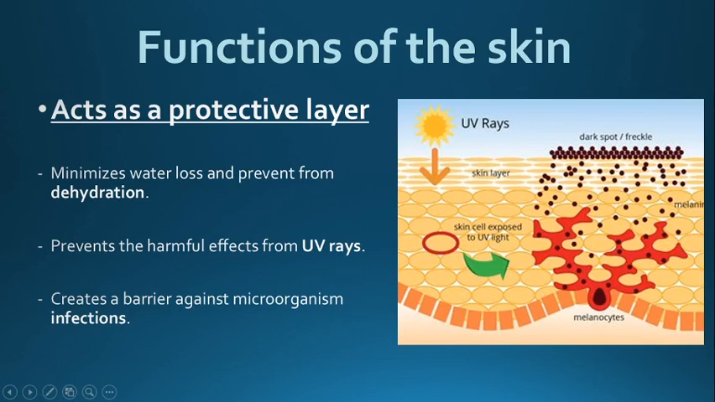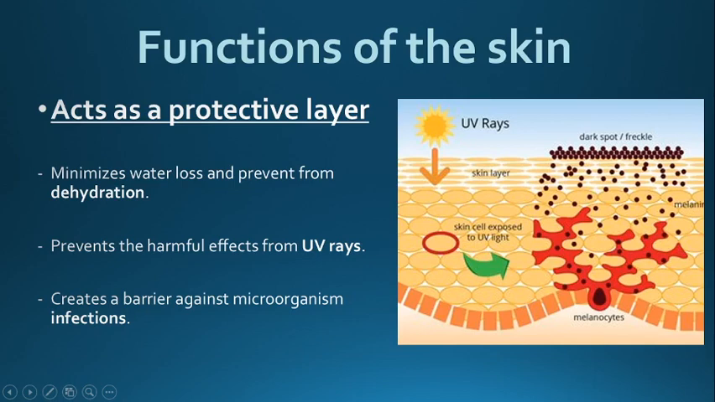Okay, so now we are going to discuss the functions of our skin. Actually, we are going to discuss 5 specific functions of our skin. From them, the first one is that skin acts as a protective layer. Skin protects us from dehydration, from UV rays, and also from infectious diseases.